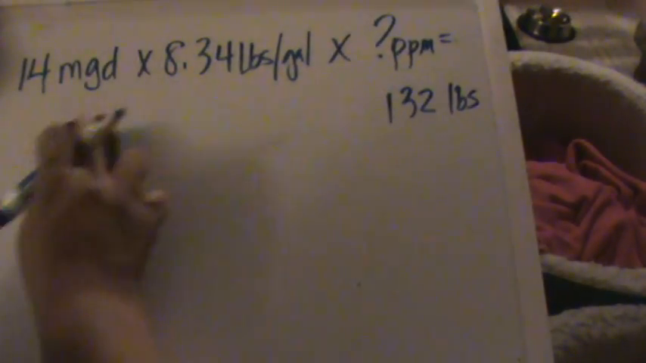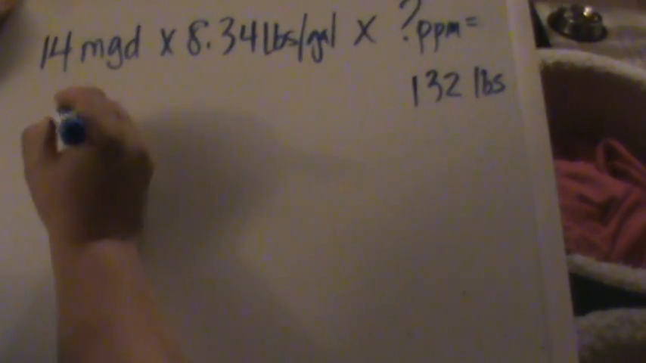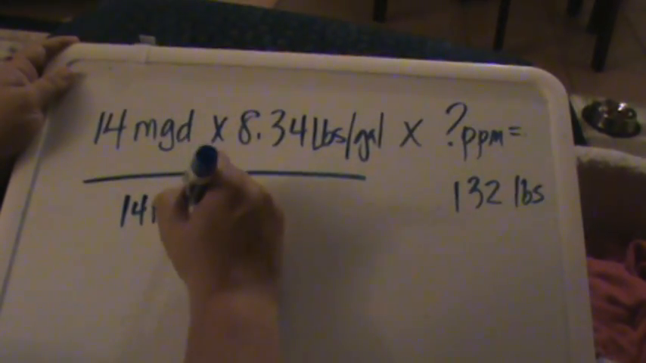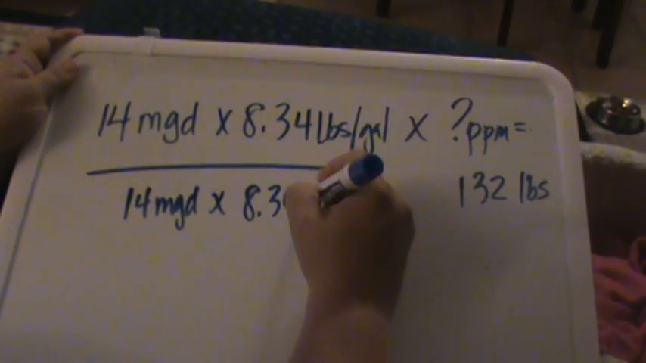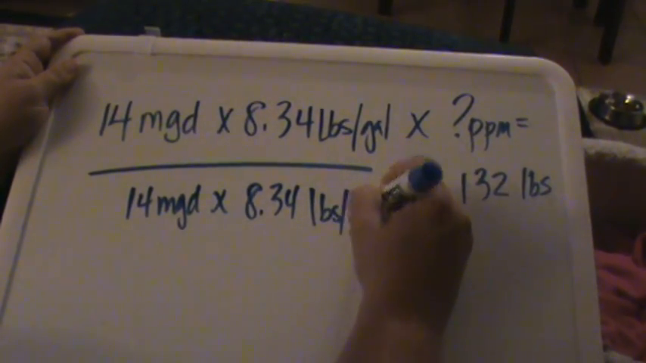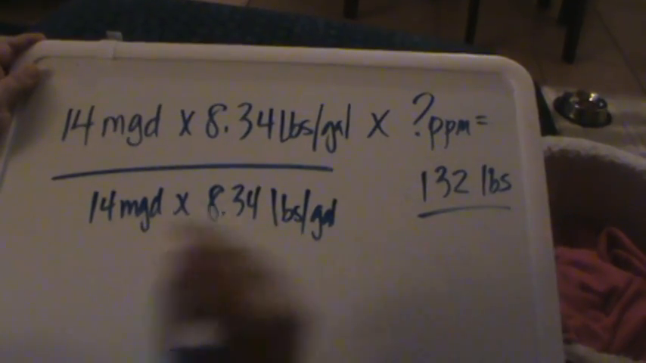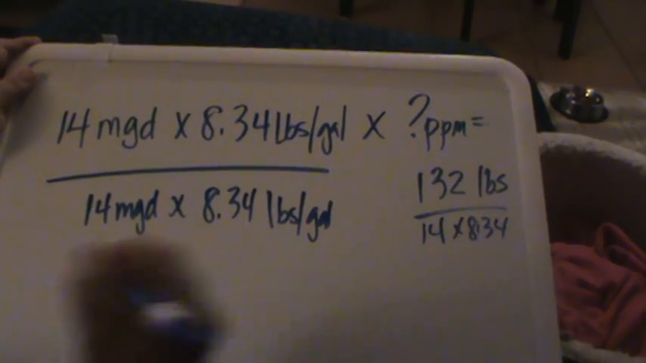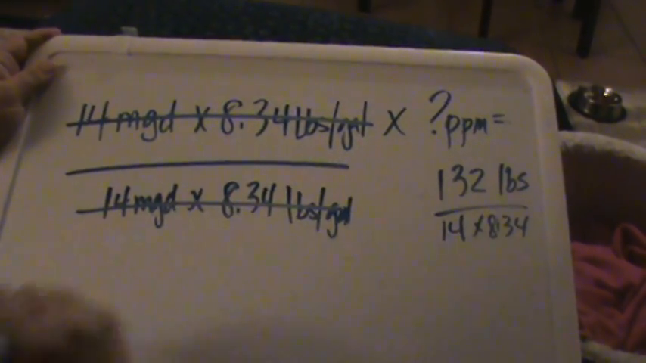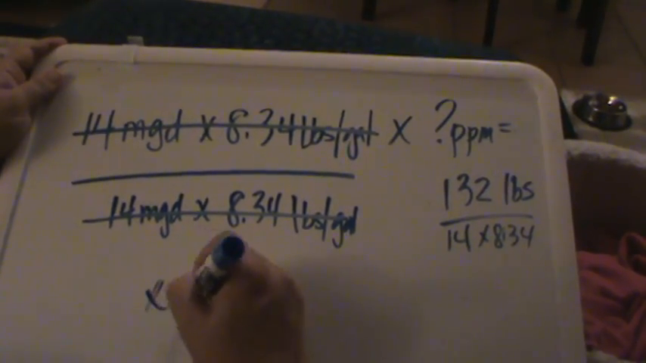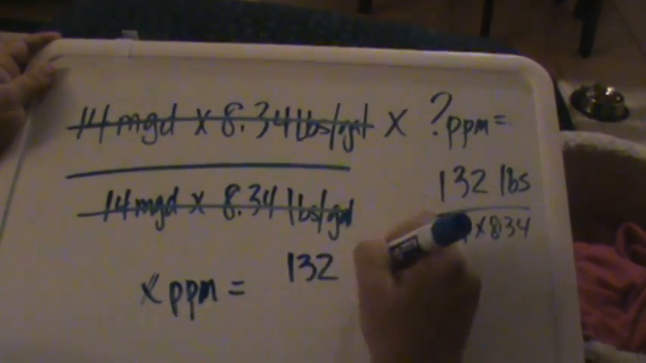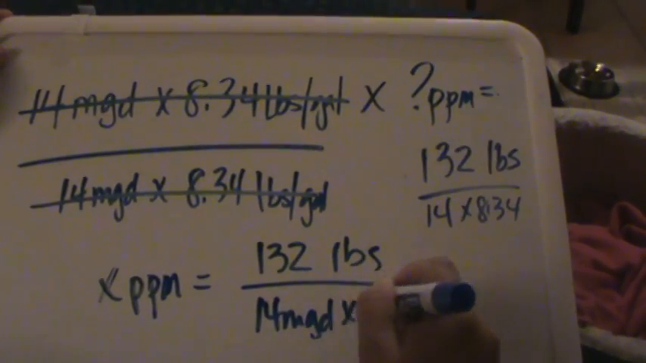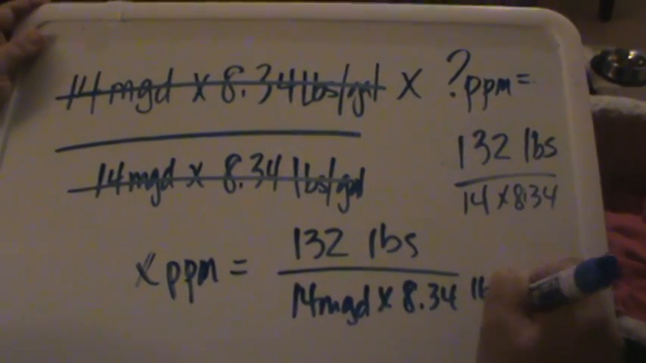Okay? I'm going to do the same thing with my formula. I'm going to divide this side by 14 million gallons per day times 8.34 pounds per gallon. And I'm going to do the same thing over here on this side of the equals, although the board's not long enough to look like that. Okay, so if I do that, it cancels here and it cancels here. That leaves me with X parts per million is equal to 132 pounds over 14 million gallons per day times 8.34 pounds per gallon.